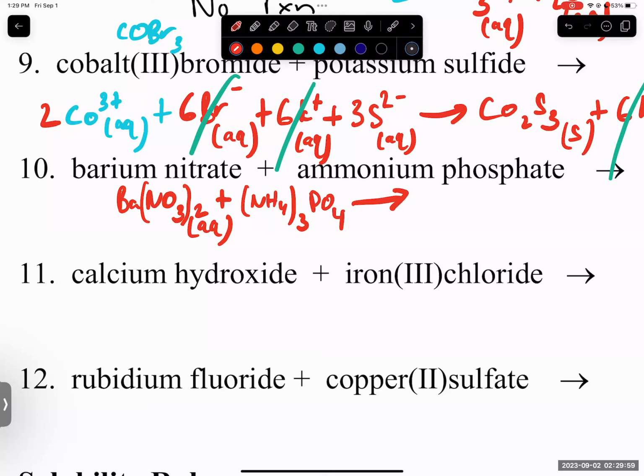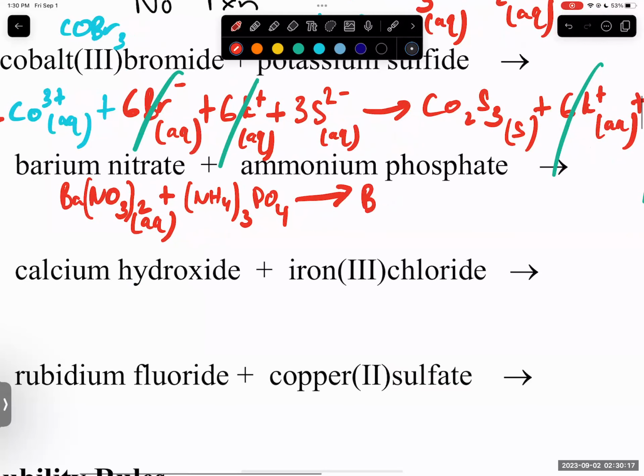Nicholas, what are my products? Barium phosphate. Give me the formula. Close, missing some numbers. What's the charge of phosphate? There's a number in front of the negative. Yeah, so it's Ba3(PO4)2. And then the final one here, that would just be what? Ammonium nitrate, right? NH4NO3.